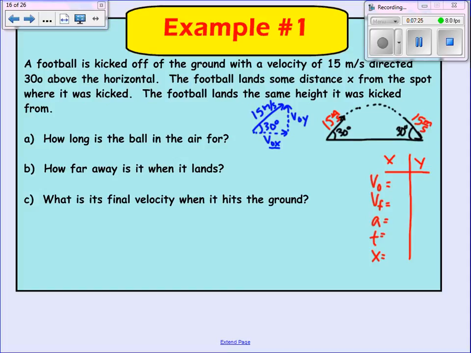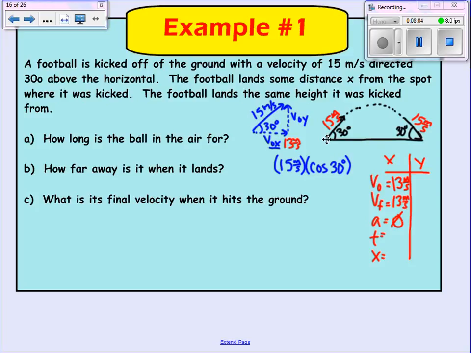First, let's find the x component. The x component is going to be 15 meters per second times the cosine of 30 degrees. If I solve for that, make sure your calculator is in degrees. The cosine of 30 times 15 is going to give me an x velocity initially of 13 meters per second. And so that's what I will plug into my x column for initial velocity. Now, since there is no acceleration ever in the x direction, that also means my final velocity in the x will be 13 meters per second.